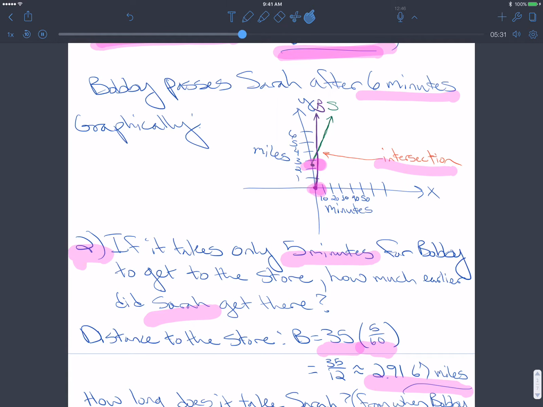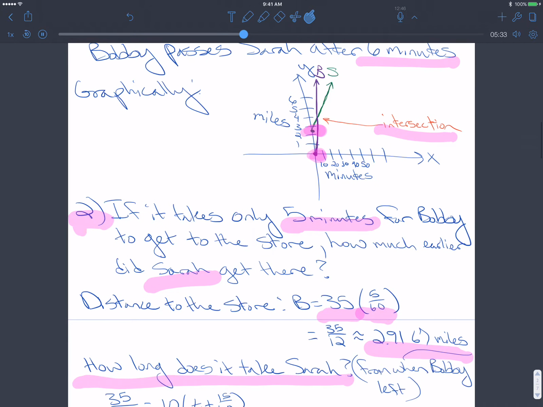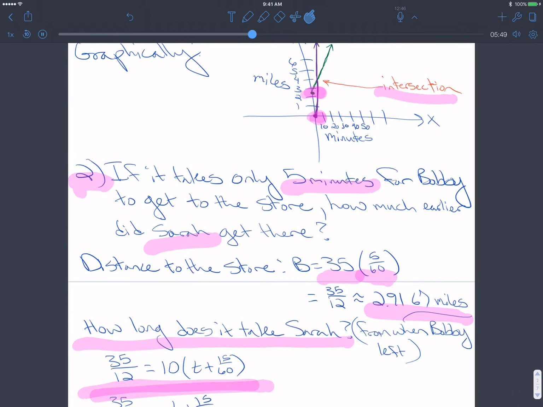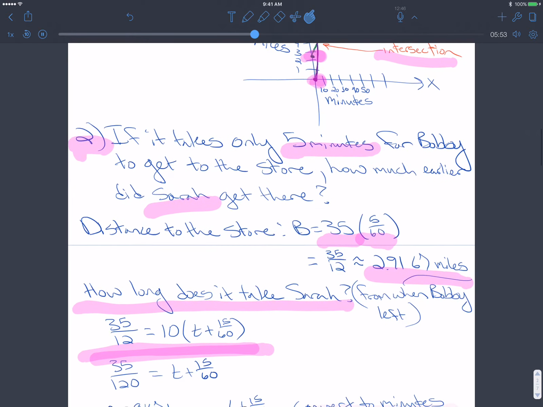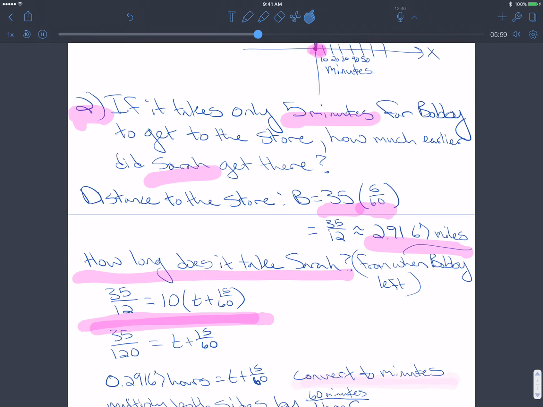So if we know the distance, then we can answer the question, how long does it take Sarah? So, based off of when Bobby left, she still has the same equation, the same model that we built earlier, but we're setting it equal to the distance, that 2.9167 miles, or I'm going to keep the fraction 35 over 12 for simplicity. Divide both sides by 10, and we have 35 over 120. That's 0.29167 hours. Now, since it's such a long decimal, what I may want to do here is convert it back to minutes so that we can put it in the same context as the question's asking.